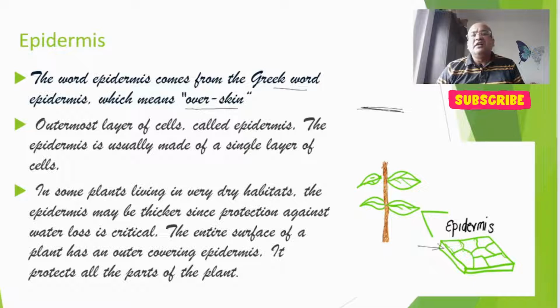In some plants living in a dry habitat, the epidermis may be thicker, since protection against water loss is critical. In the dry area, water conservation is very important, so that's the reason the epidermis will be thicker. The entire surface of the plant has an outer covering of epidermis. It protects all parts of the plant.